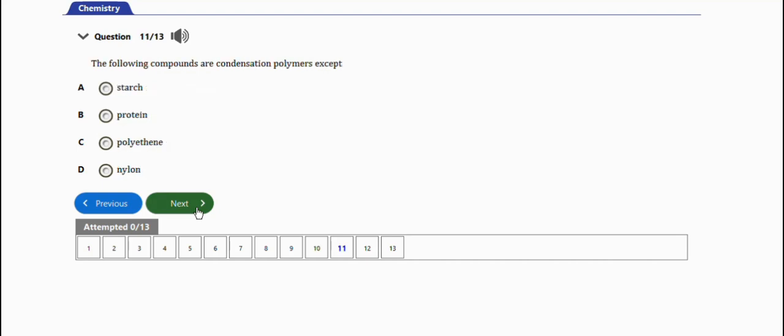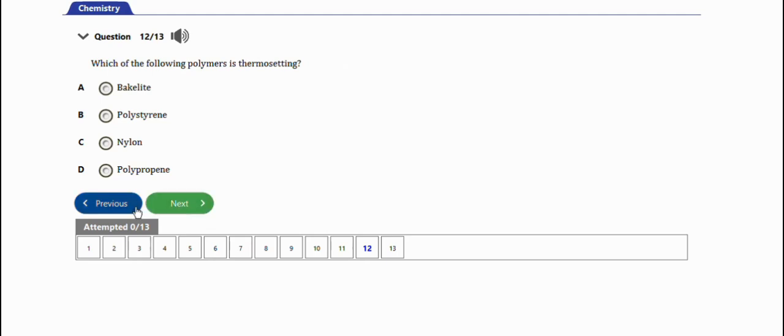Next question will be this one. It says, the following compounds are condensation polymers except. So we have starch, we have protein, we have polyethylene, we have nylon. So the exception here is option C, which is polyethylene. Alright, guys, take note of this particular question we just answered.